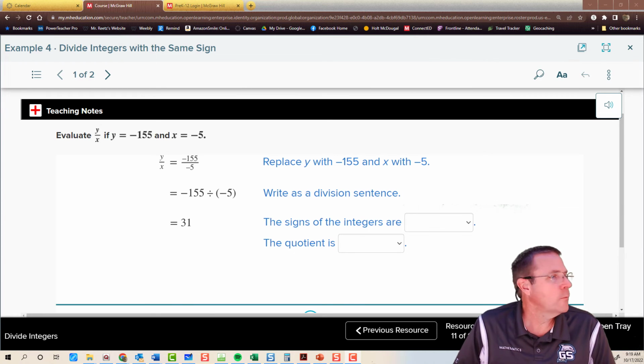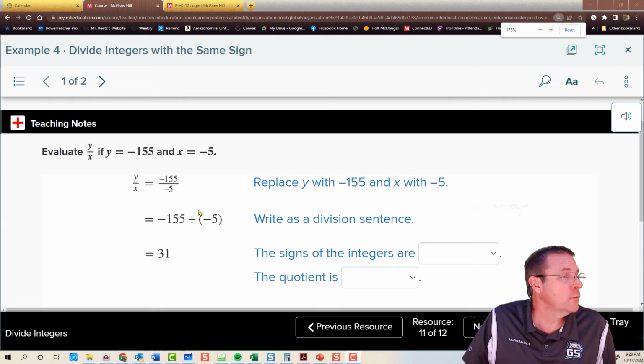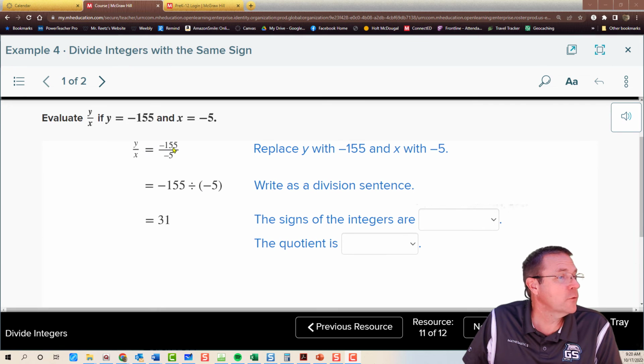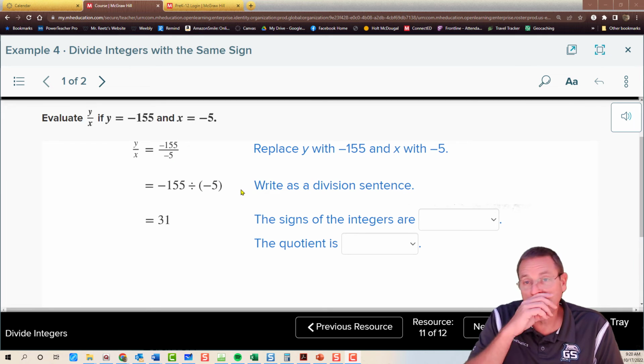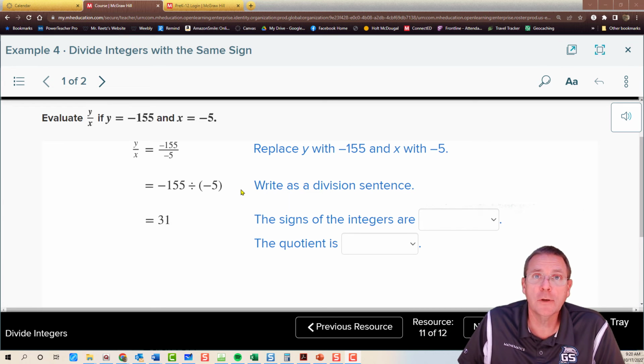So for this problem, what they gave us is y divided by x, where y is equal to negative 155 and x is equal to a negative 5. And they worked it out using good algebraic supporting work. Let's zoom in here a little bit, and you can see first they used substitution, substituted the y and the x with their appropriate numbers. From there, they rewrote it as a division problem, which you can do. You don't have to do that, because a fraction is just a division problem that has not been solved. I'm not going to make you do that step.